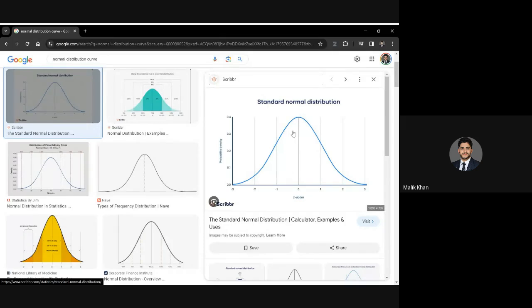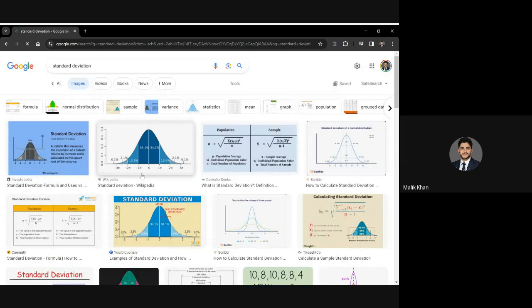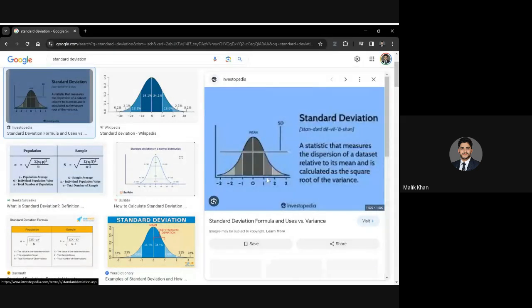Now, I'll come to measure of dispersion. For a measure of dispersion, what we give is standard deviation. Standard deviation, this thing, right? So what does it say? A statistic that measures the dispersion of a data set relative to its mean and is calculated as the square root of variance. Forget about it. Let's discuss in simple terms.